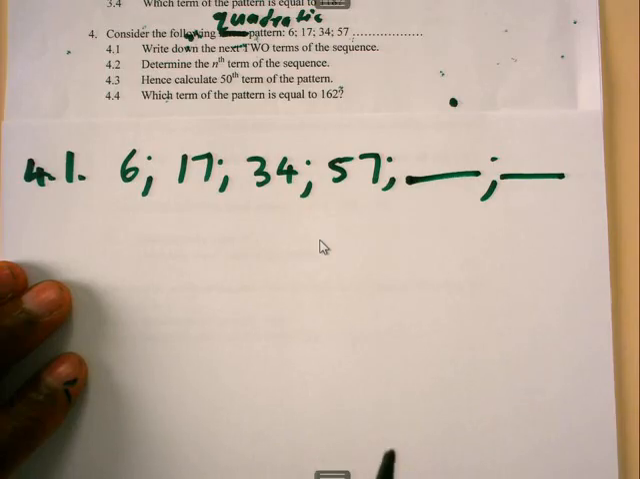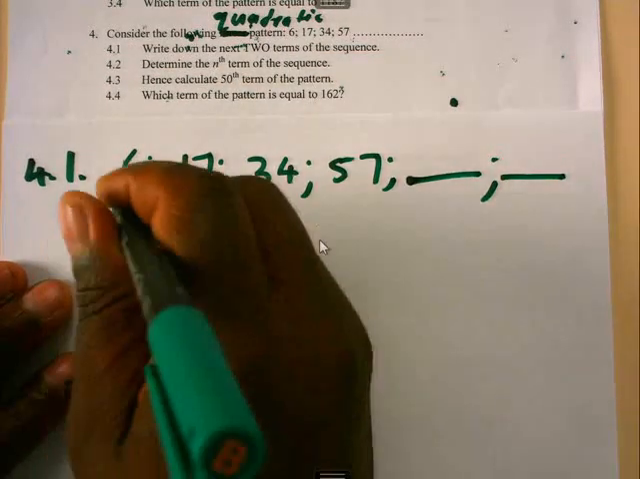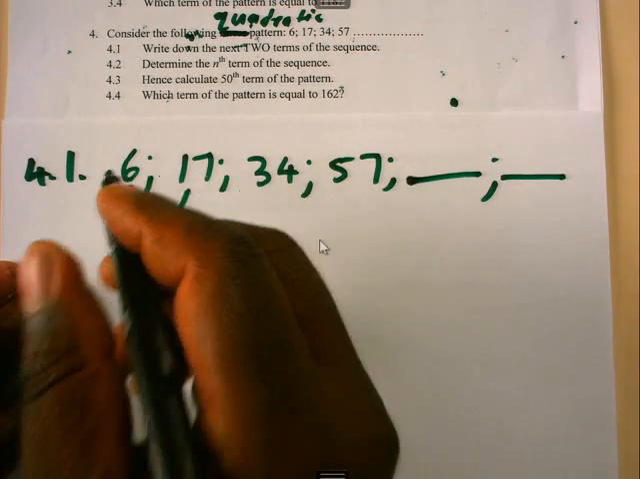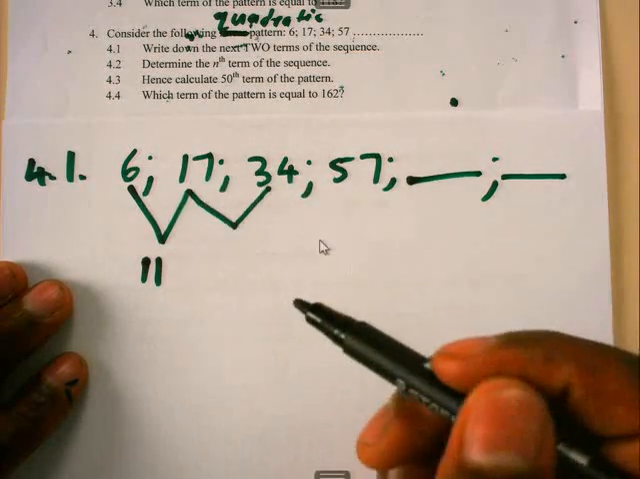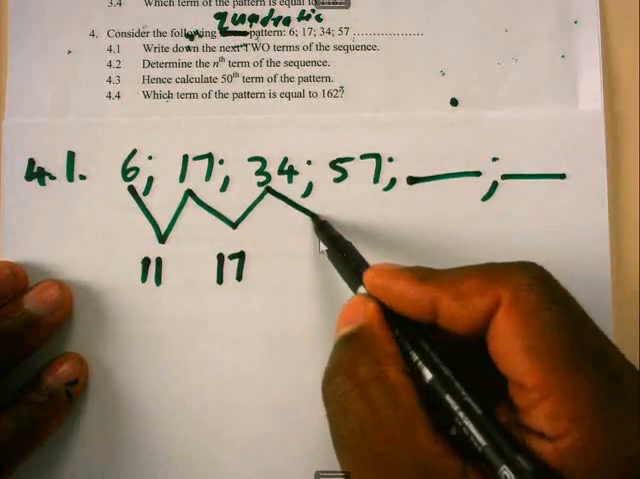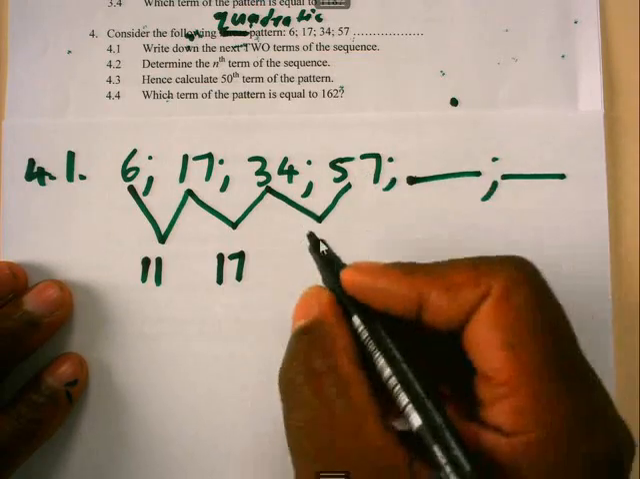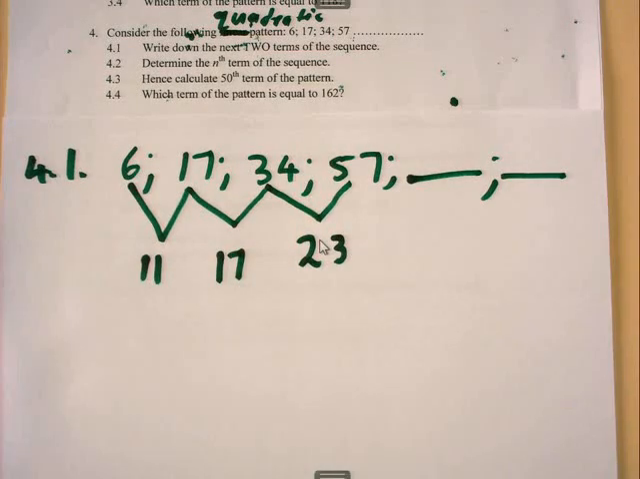But for us to determine the next 2 terms, first remember it is clearly stated it's a quadratic pattern. So let's determine the first difference. 17 minus 6 will give you 11. 34 minus 17 will give you 17. 57 minus 34 will give you 23.